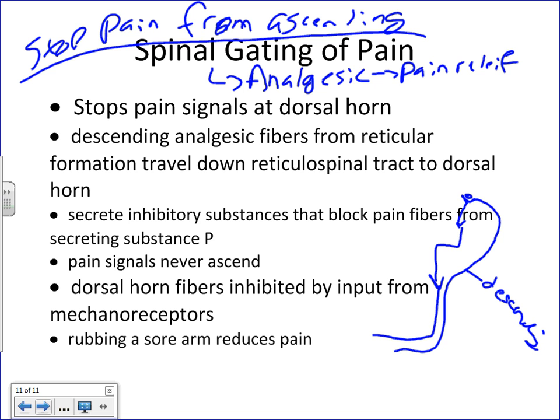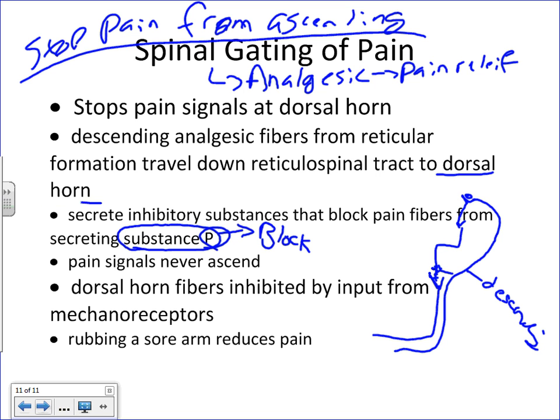So what will happen then is there are neurons that will synapse basically about where the second order neuron is. These nociceptors are essentially going to synapse with interneurons in the spinal cord, and then a neurotransmitter called substance P is released. Now what these descending pathways do is they essentially block the release of substance P. I'll give you two guesses what P stands for: pain. And this takes place at the dorsal horn.